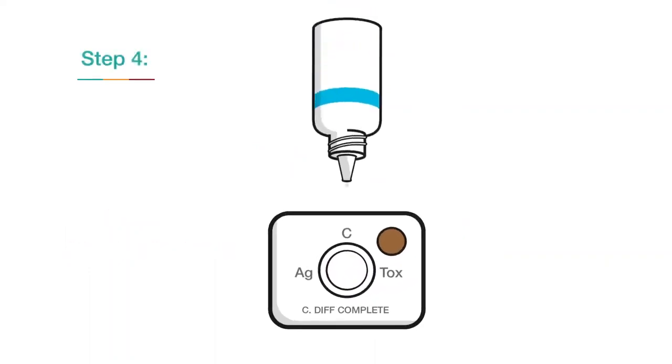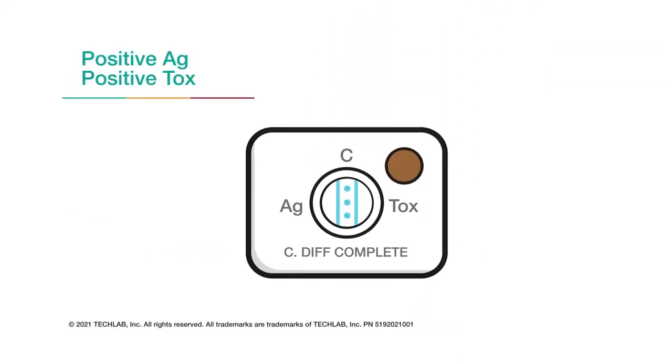Add 2 drops of substrate to the large reaction window. Incubate for 10 minutes at room temperature. Read the results promptly after 10 minutes. Refer to the C-Diff Quick Check Complete package insert for detailed interpretation guidelines.